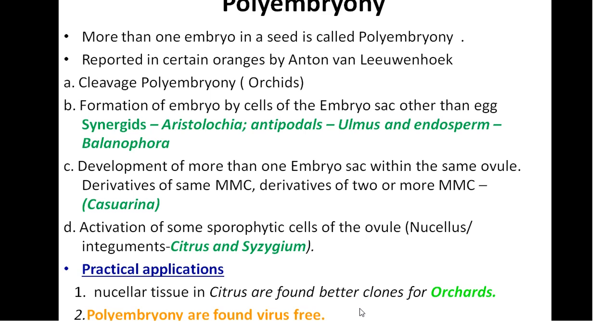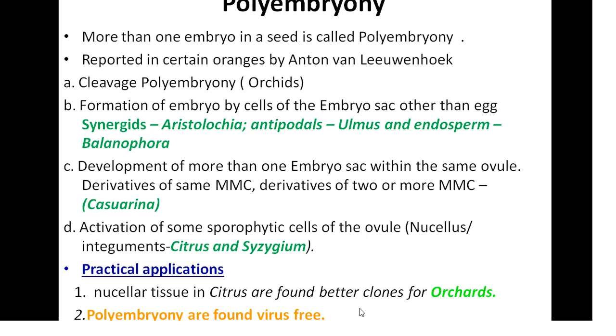In these three plants, in the Aristolochia plant, the synergids play a major role in the formation of many embryos in the single seed. And antipodals, Ulmus plant, and endosperm, Balanophora. Okay, in that Ulmus they have given in the diagram. Okay, I'll show you later.